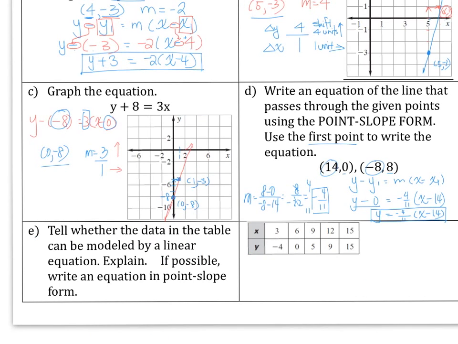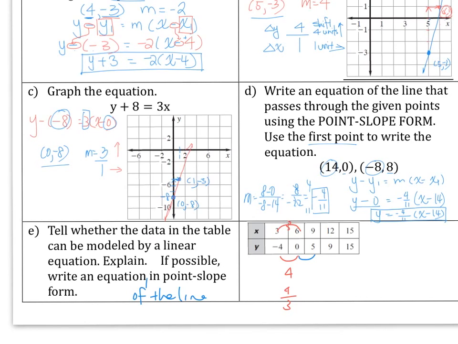Part E. Tell whether the data in the table can be modeled by a linear equation. Explain. If possible, write an equation of the line in point-slope form. Okay, now the strategy here is to compare the slopes between these points. 0 minus negative 4 gives you positive 4. 6 minus 3 gives you 3. So the slope between these first two pairs of points is 4/3.